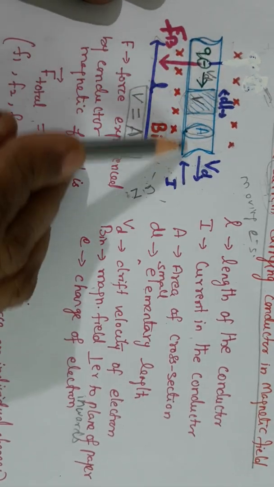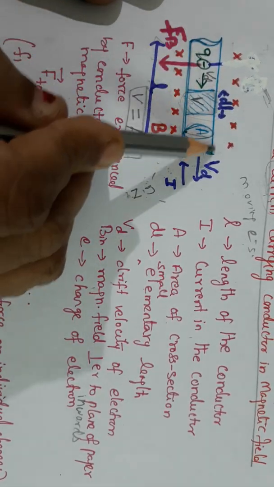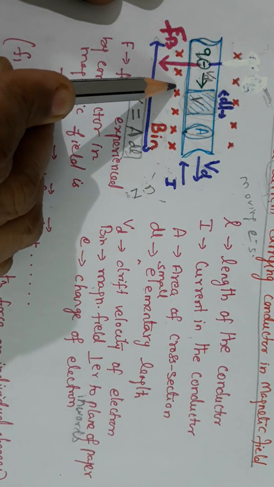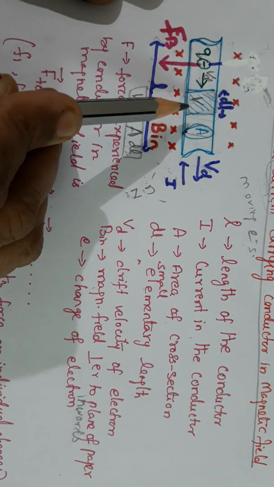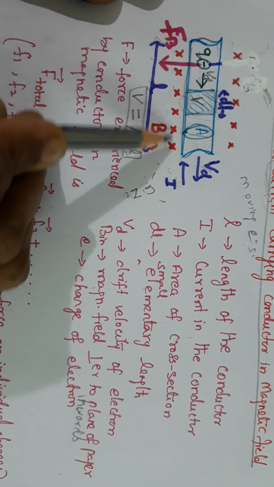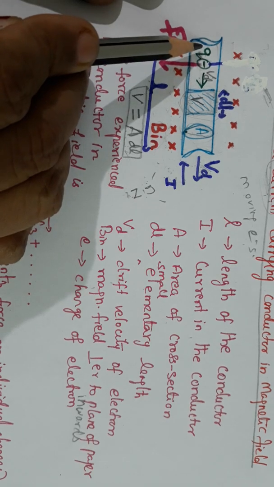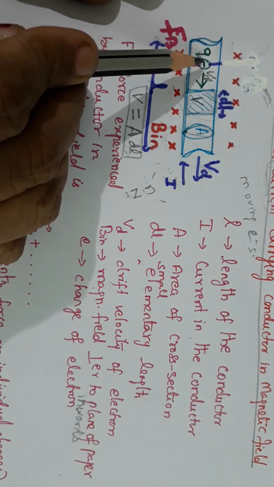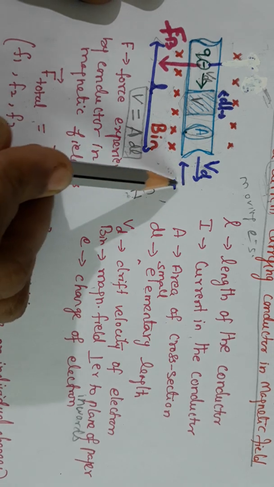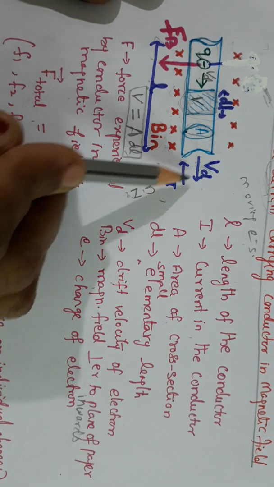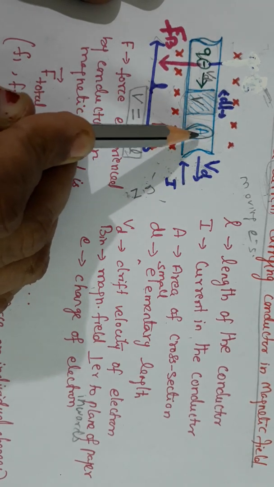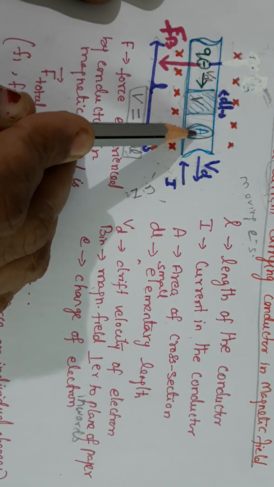First we will analyze the diagram. You can see the conductor of length L. L is the length of the conductor. In this, the magnetic field is acting perpendicularly inward, perpendicular to the plane of paper, so it is represented by a cross. Now the charge we are considering is the electron. The electron moves with the drift velocity Vd. You can see the current and the drift velocity are in opposite directions. A represents the cross sectional area of the conductor.